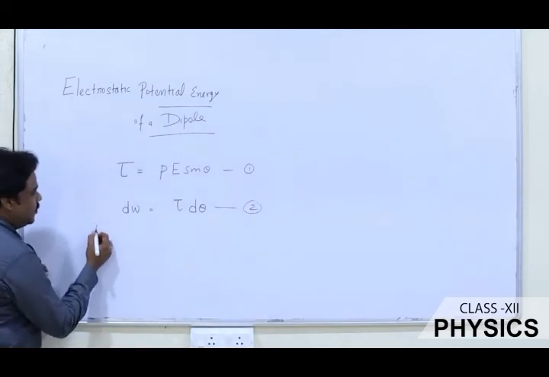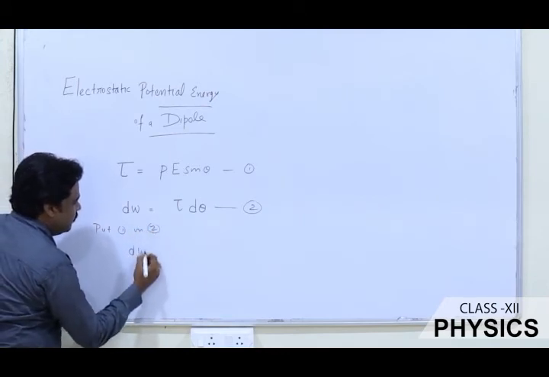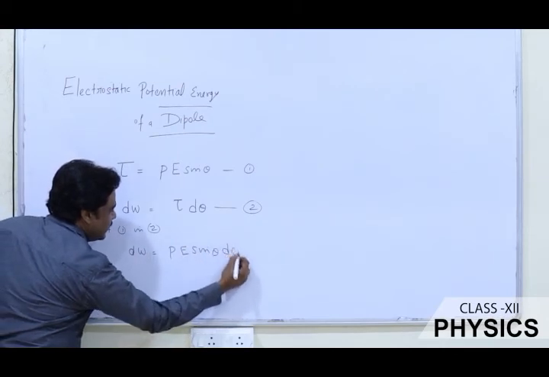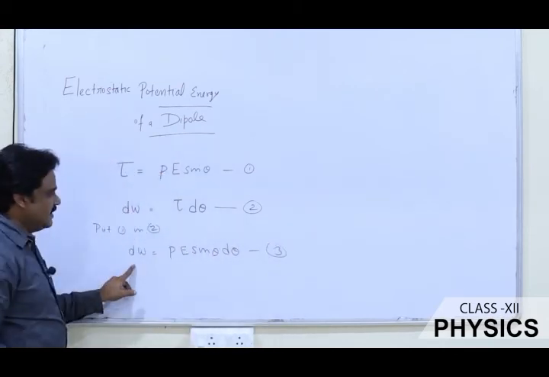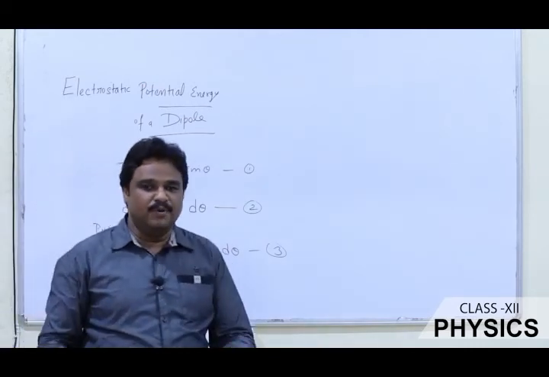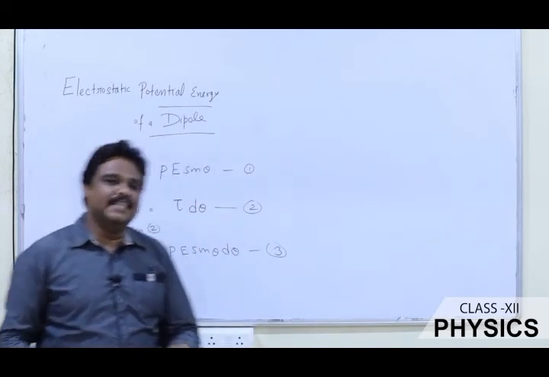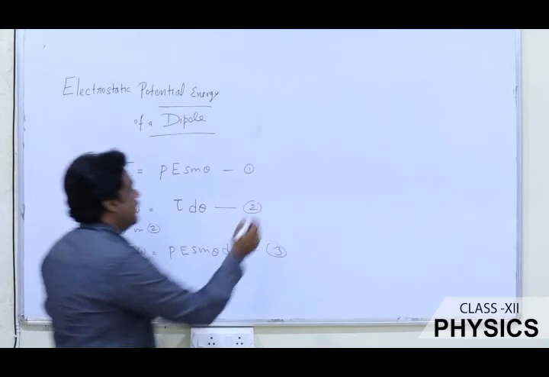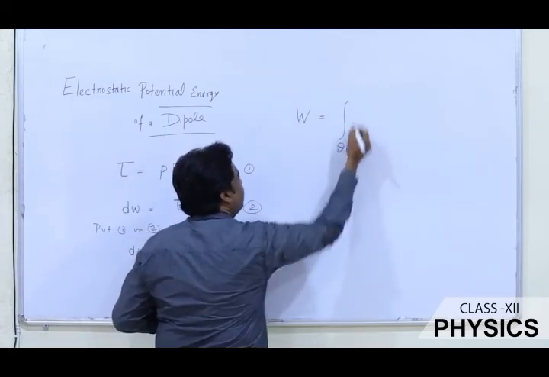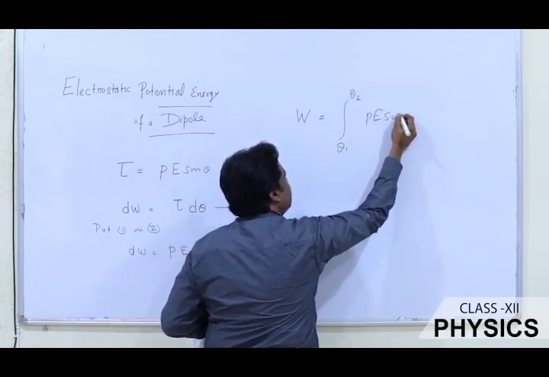I think you can put 1 in 2. What happens? Put 1 in 2. So dW is equal to pE sin theta d theta. Obviously this is the small work done in rotating the dipole through a very small angle d theta. Let us suppose that the dipole has to be rotated from an initial angle theta 1 to a final angle theta 2. In that case, by integration, the total work done becomes W, with the limit theta 1 to theta 2, of pE sin theta d theta.